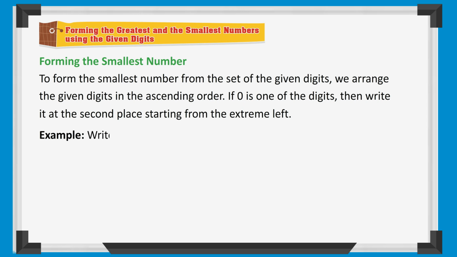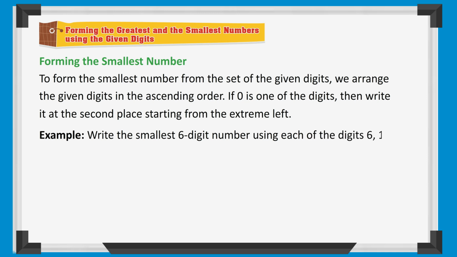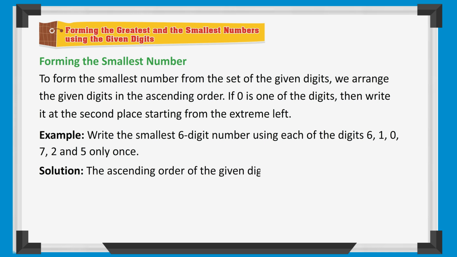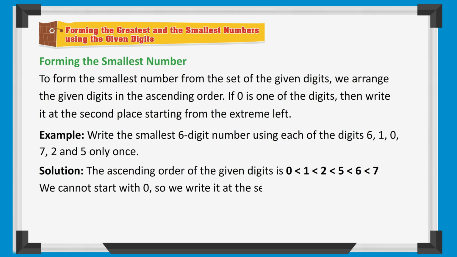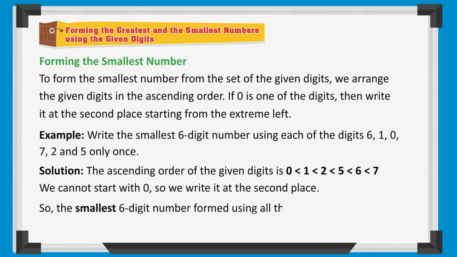Example. Write the smallest 6-digit number using each of the digits 6, 1, 0, 7, 2 and 5 only once. Solution. The ascending order of the given digits is 0 less than 1 less than 2 less than 5 less than 6 less than 7. We cannot start with 0, so we write it at the second place. So the smallest 6-digit number formed using all the given digits only once is 102567.